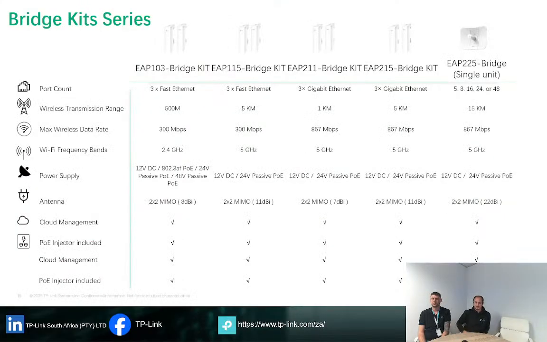Bridge kits. We have quite a few options. I'm not going to go through everything. We want to get to the nice part, which is the features of Omada, but we just like to introduce the equipment. For example, we have the EAP 103 bridge kit, which you can see has 3 ports. Once again, I do see a mistake. The EAP 225 bridge only has 1 port. Correct. That is just something that I might have missed. But yeah, the 103 bridge kit, that's a 500 meter unit, 300 megs on the wireless connection. That is a 2.4 gigahertz device.